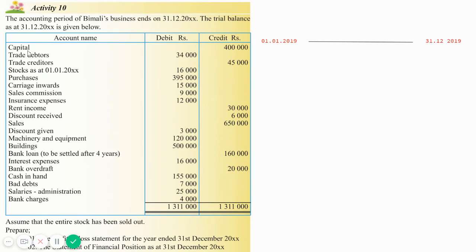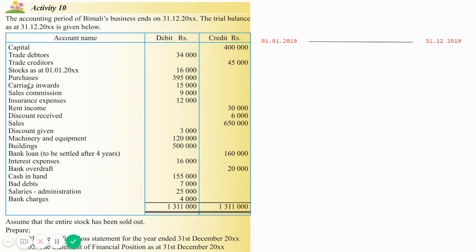Then they have given the account names and the debits and credits: capital, trade debtors, trade creditors, stocks as at 1st January 2019. It's very important. When you are clear with the accounting period, when they say stocks as at 1st January 2019, it will be the opening stock. So you are getting a hint about that. Which stock is this based on the accounting period? This has to be the opening stock of the business.